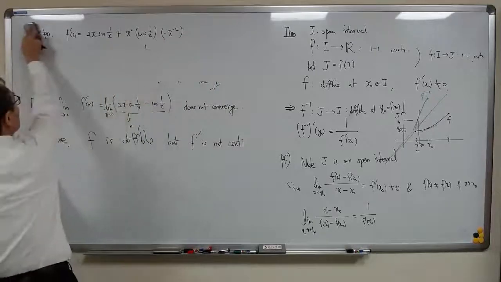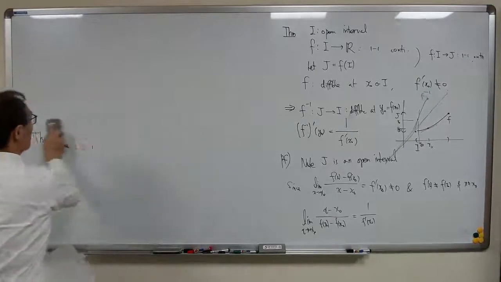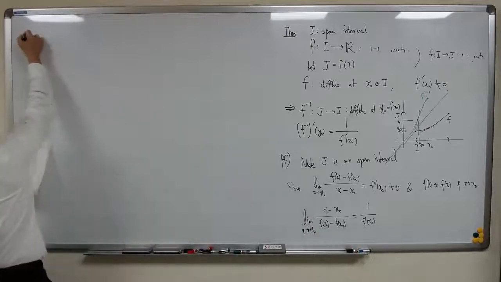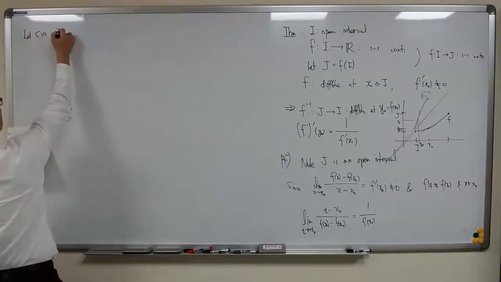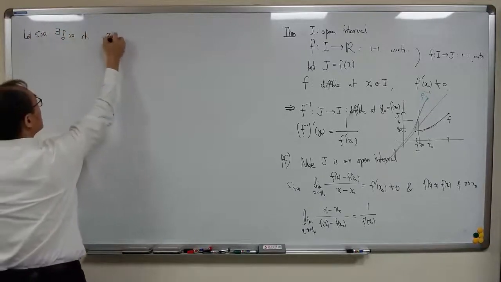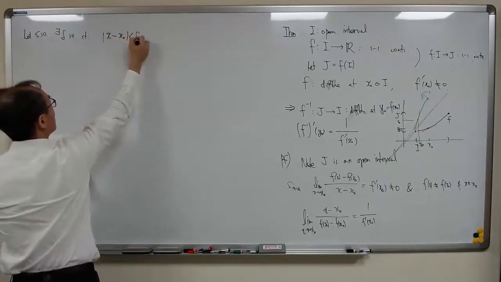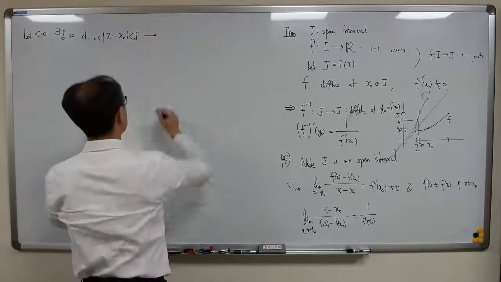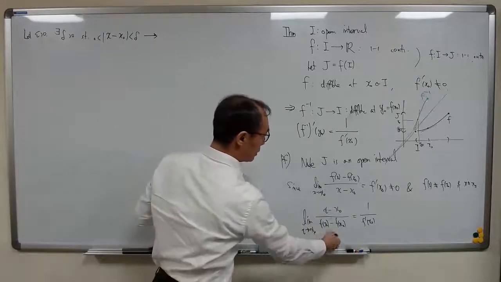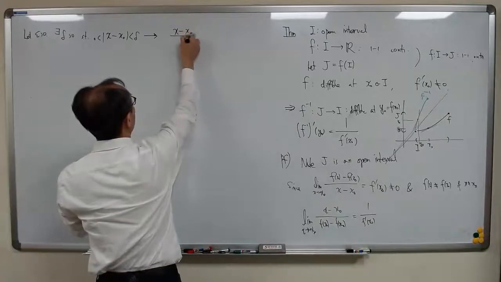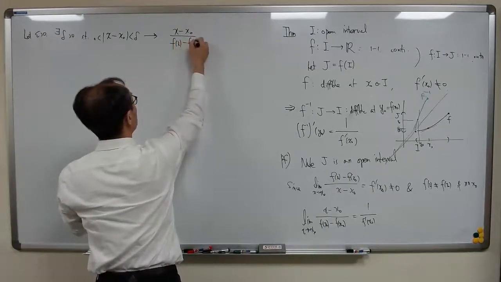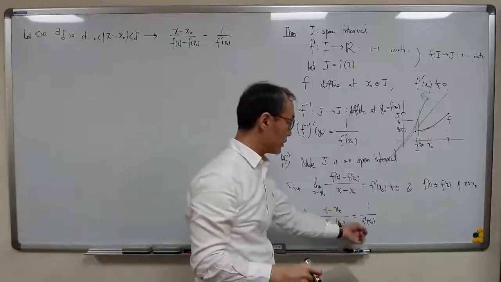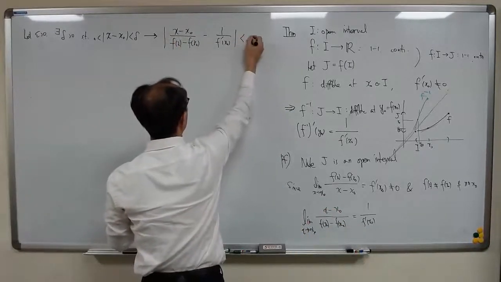Now, I'm going to translate this limit into the epsilon-delta scheme. This limit can be understood as: for any epsilon, there exists delta such that if the distance between x and x naught is smaller than delta, and of course x is different from x naught, then this implies the difference between x minus x naught over f of x minus f of x naught and 1 over f prime of x naught, which is the value this part converges to, gets smaller than epsilon.